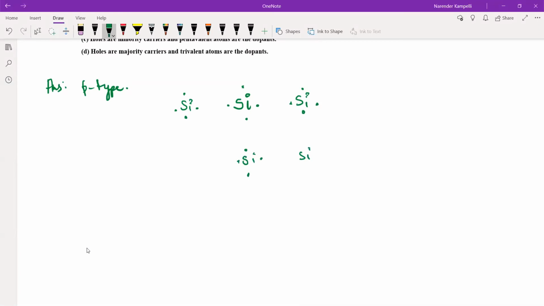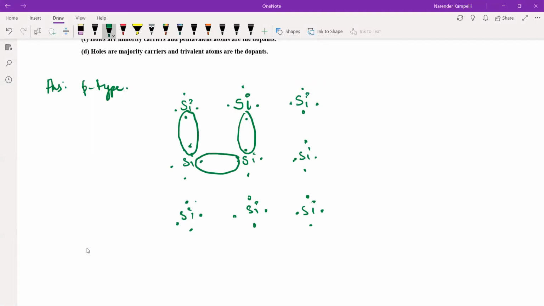This is also silicon. This is another silicon atom. These 4 outermost valence electrons are there. So what happens here? It can form 4 covalent bonds. This is one bond, this is another bond, this is another bond. So the structure will be like this.